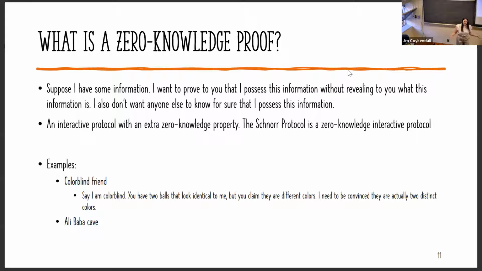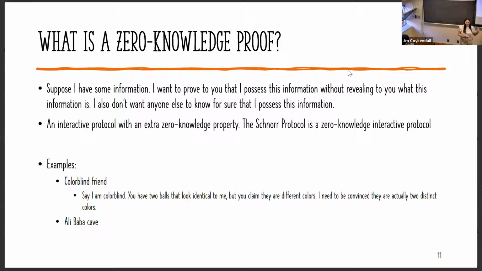Okay, so now we get to the fun part. What is zero knowledge? Zero knowledge is really exciting because it's not new per se, but it is very current and it is happening right now. So the idea behind it is, suppose I have some information. I want to prove to you that I know this information without revealing to you what it is. You never learn anything else about this information other than the fact that I know it.